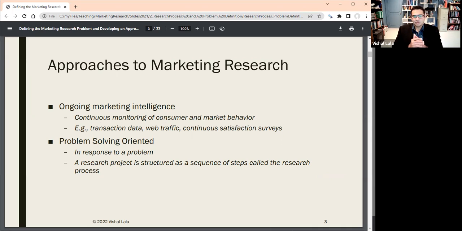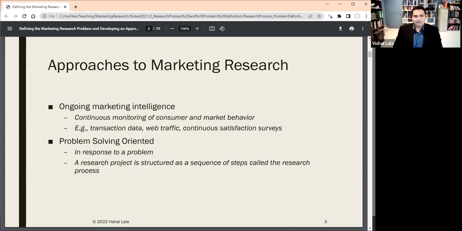Bear in mind there are two broad approaches to marketing research. One that favors ongoing marketing intelligence. This is the kind that tries to monitor customer behavior on a constant basis, tracking statistics like number of products purchased, online activity, web activity, customer satisfaction on a continual basis.